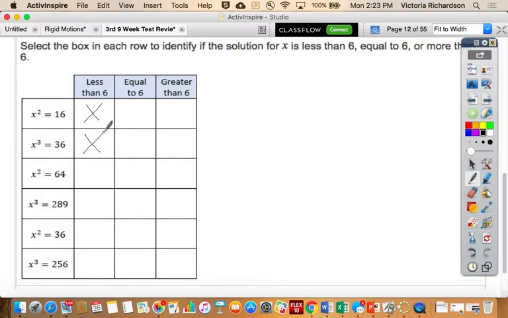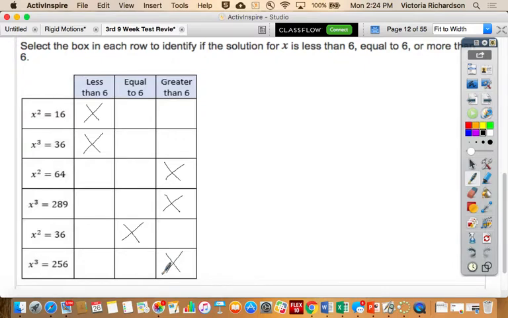X squared equals 64, you would take the square root, and so that would be 8, so that would be greater than 6. X cubed equals 289 would be greater than 6. X squared equals 36. You take the square root, you get 6, so that's equal to 6. And x cubed equals 256 would be greater than 6 if you took the cube root of it.